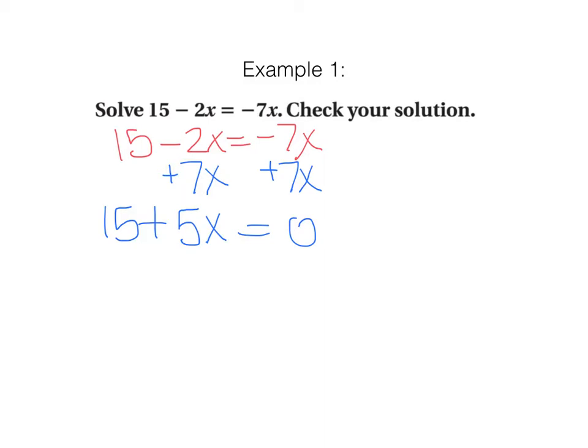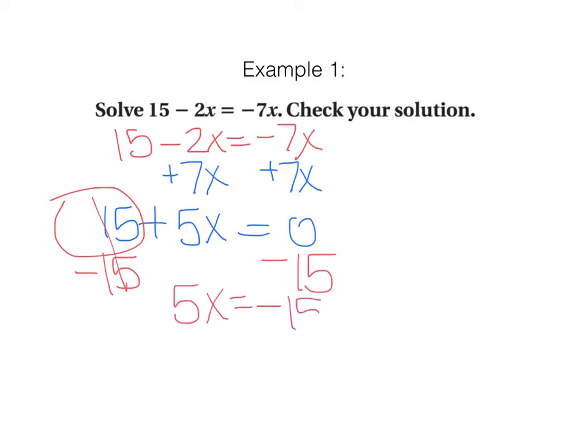Pause the movie now, copy the equation down, then the inverse operations, and then make sure you are at this step before you continue. Okay, let's keep moving. Now we want to isolate x, so I will eliminate this positive 15. I'm going to subtract the 15 from both sides. These cancel. I now have 5x equals negative 15.